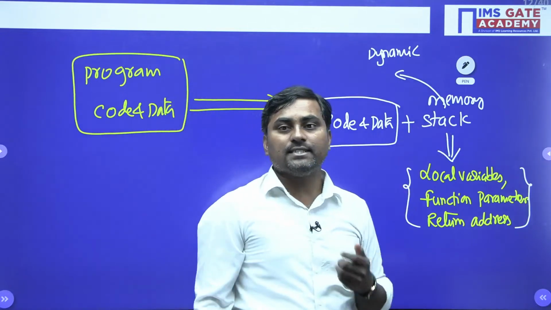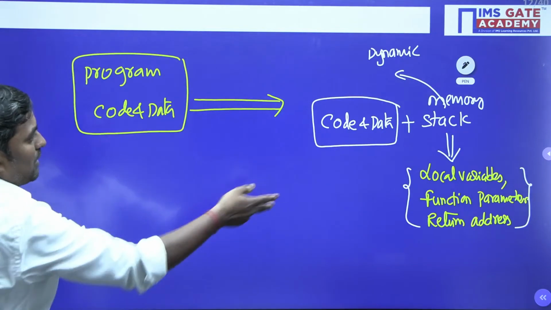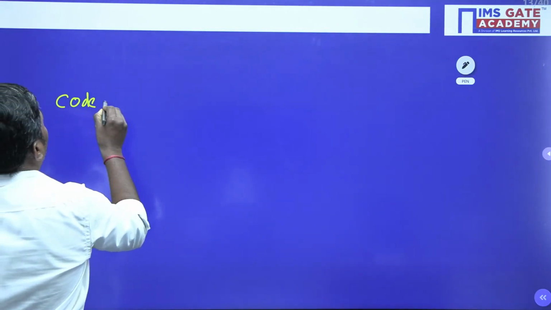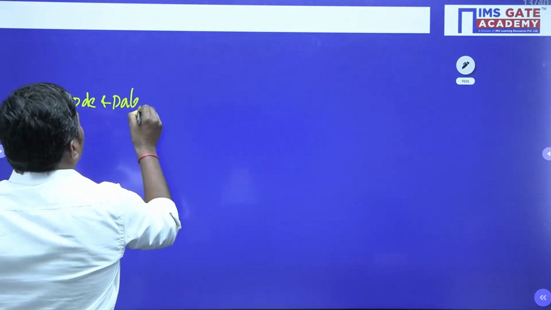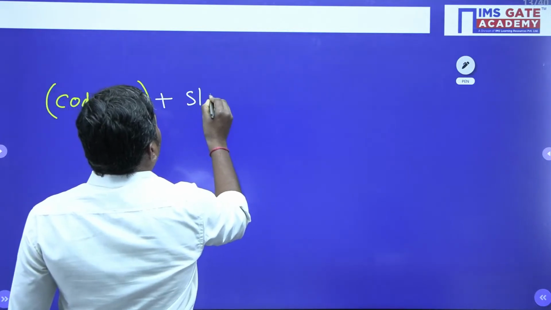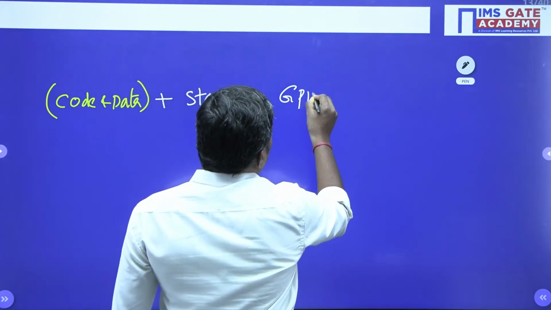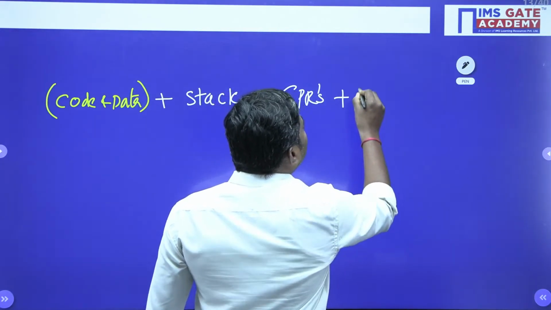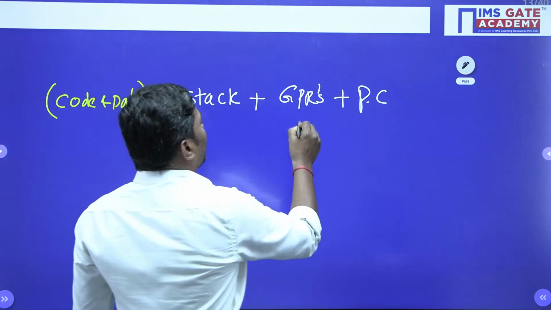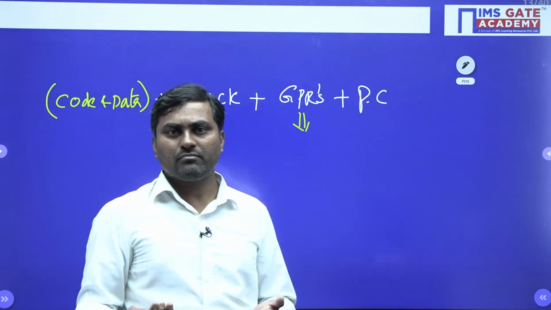So memory stack is added. Plus I am marking again. So now code and the data is there, right? For this what we added? Stack. We added stack plus some general purpose registers also we added, plus PC also added. Okay, general purpose registers are there. General purpose R1, R2, R3.